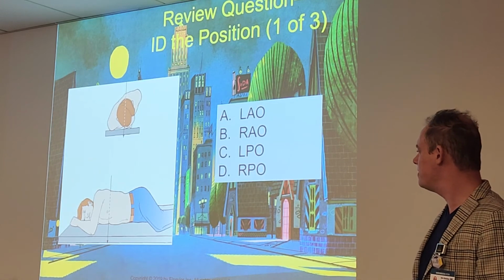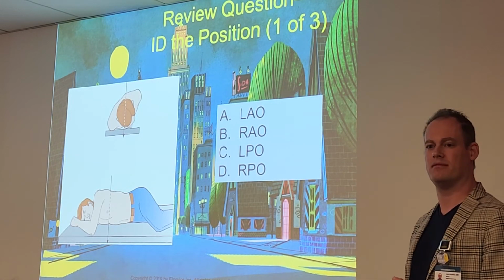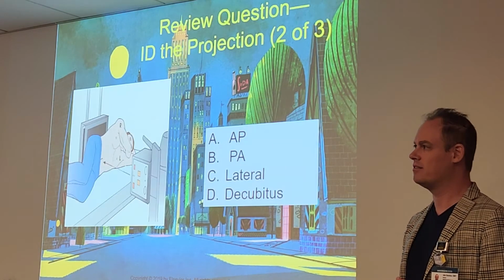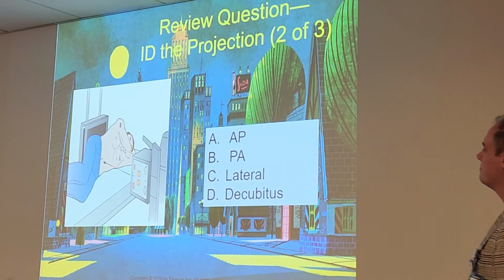Y'all see that? What's the projection? PA oblique projection. What is this? It's a decubitus. If we're gonna be more specific, what specific decubitus is that? Left lateral. Why? Because the left side is touching the table. What's the projection? AP. So I asked you 3 questions in that one image right there.